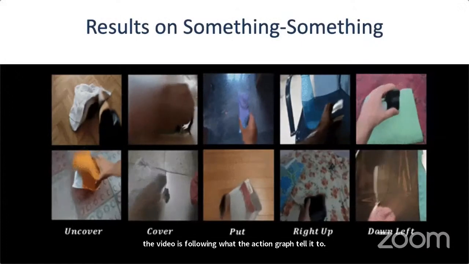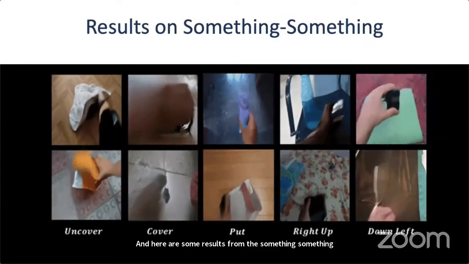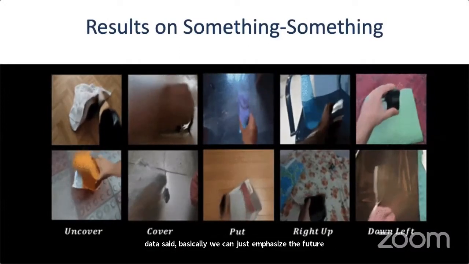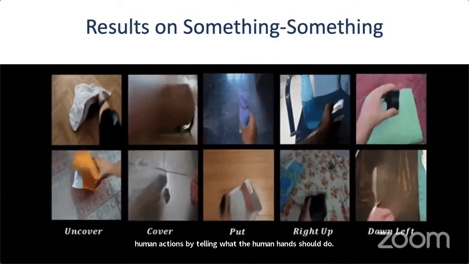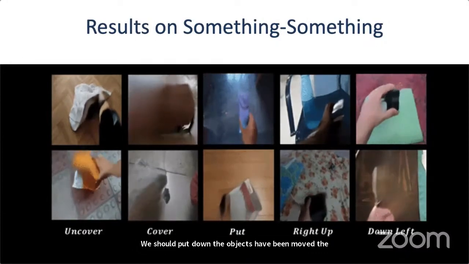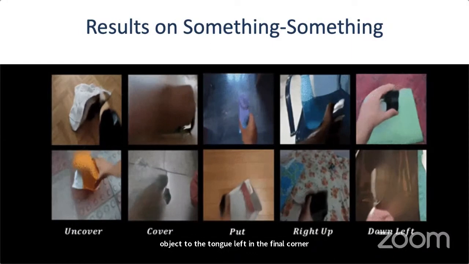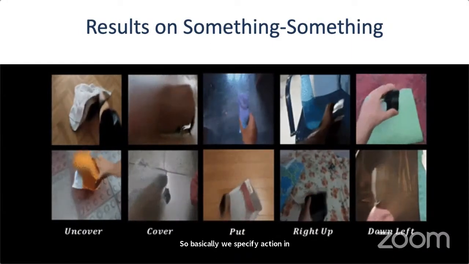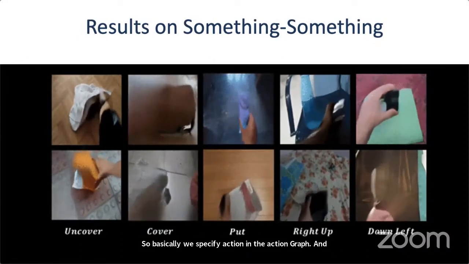And here are some results from the Something-Something data set. Basically, we can synthesize future human actions by telling what the human hand should do. We should put down the object. We move the object to the right up, or we move the object to the down left in the final column. So basically, we specify the action in the action graph, and then the pixels will follow the action graph.